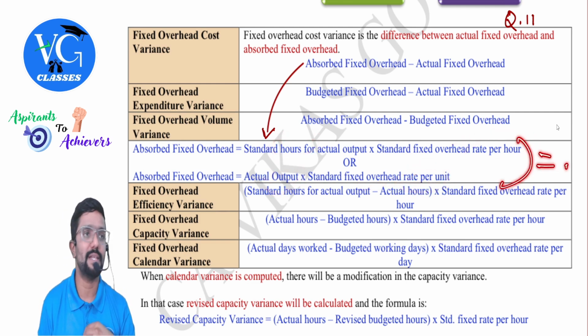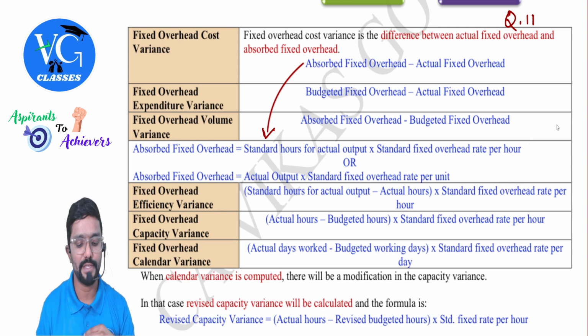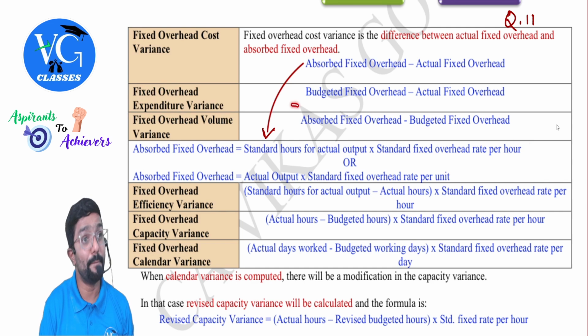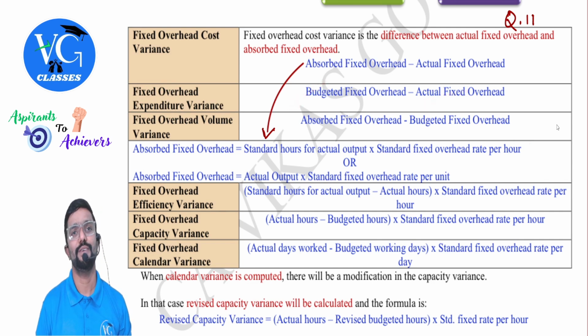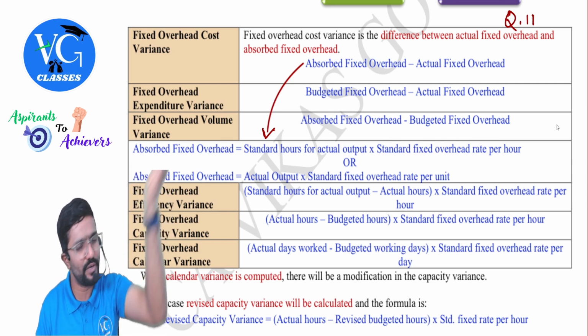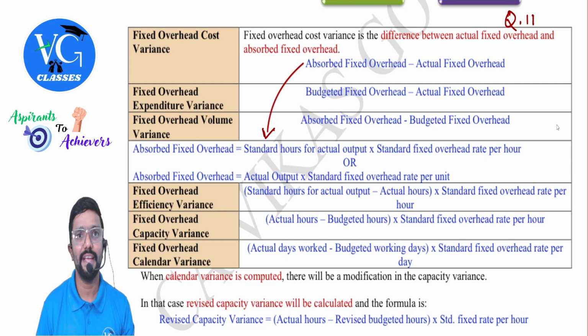Both the ways you will get the same answer. Okay, sir. Then fixed overhead expenditure variance. What is the formula, sir? Budgeted minus actual. What is budgeted? They would be given in the question. Budgeted overhead will always be for budgeted output. Take as it is.